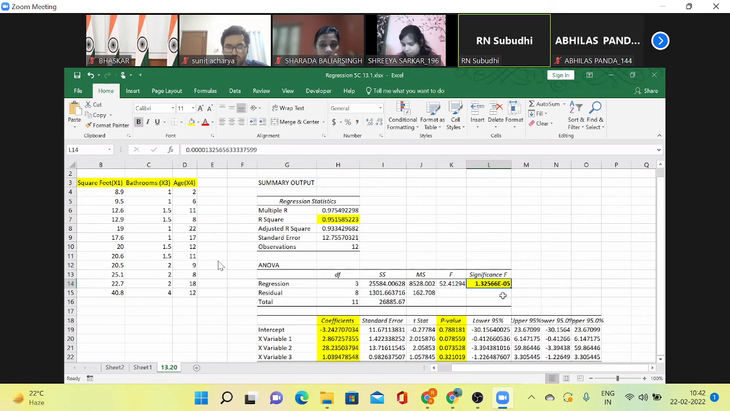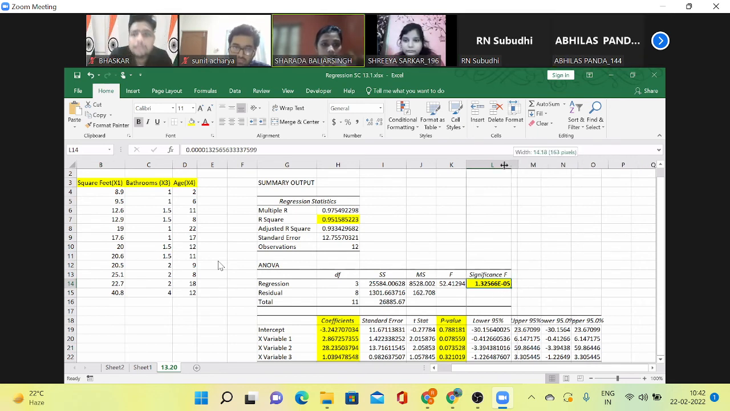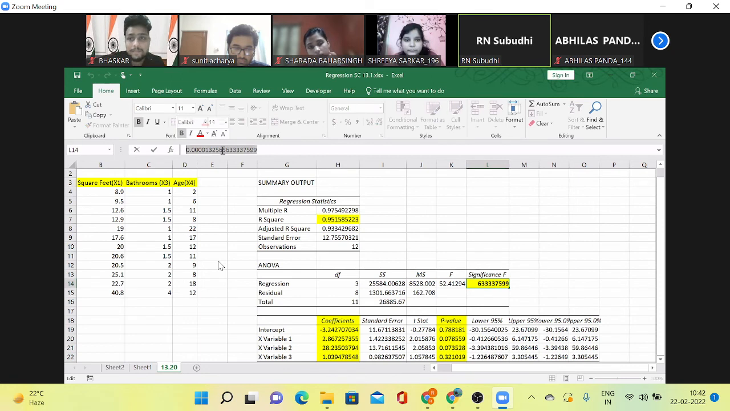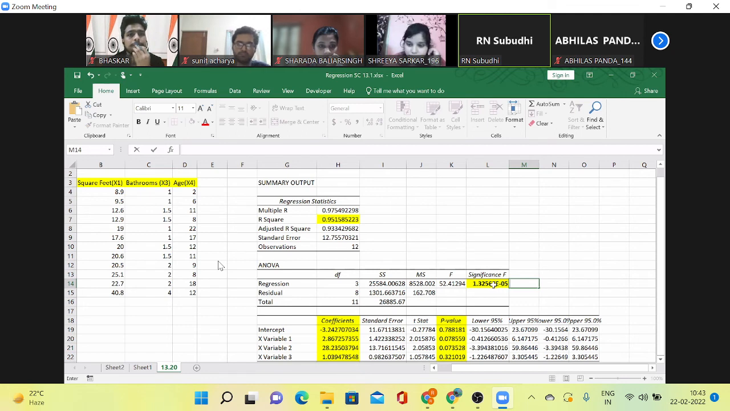Can anybody guide us how to convert it? Put it in decimal, not in E form. Is there any way? Expand the cell. It shows at the top. So you can type it out. Okay, so right there, it is significant. Similarly, what about the factors?